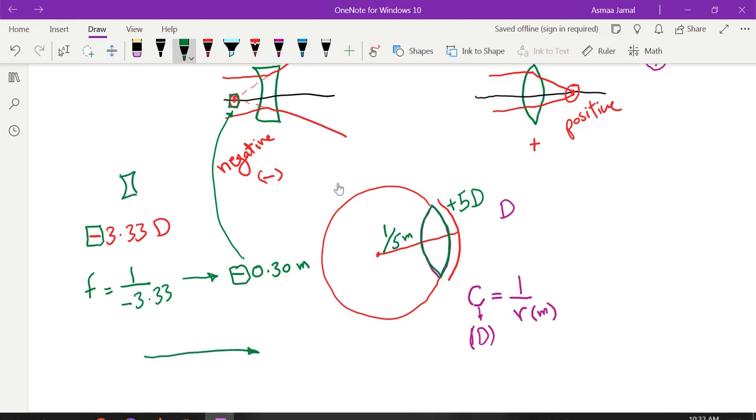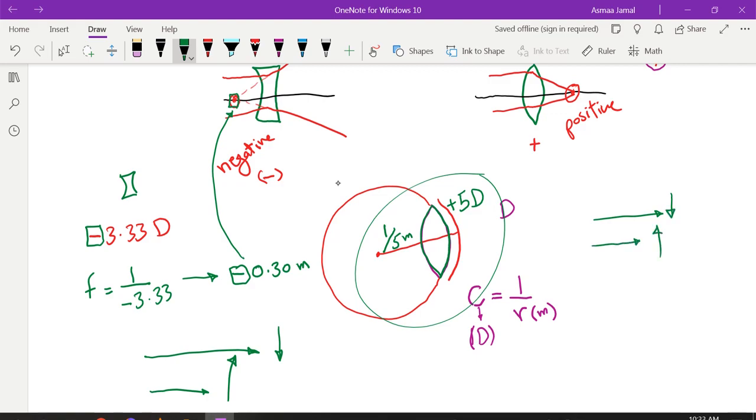So the longer the focal length, the lower the power of this lens. The shorter the focal length, the higher the power of this lens. And the same with the curvature. Longer radius of curvature, lower power and less curve. Short radius, higher power and more curve.